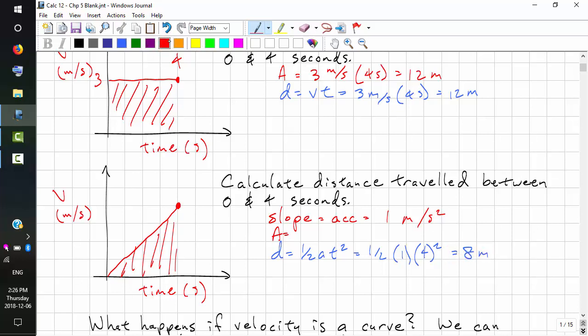So let's look at it in terms of area. This is a triangle. So we have 1/2 base times height. So we have 1/2, the base is 4 seconds, and the height is 4 meters per second. Again, the seconds cancel out. We have 1/2 of 16, so this is 8 meters. So we can see there's some correlation between the area and the physics formula.